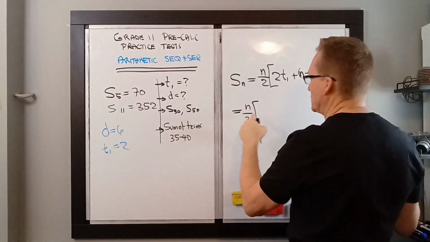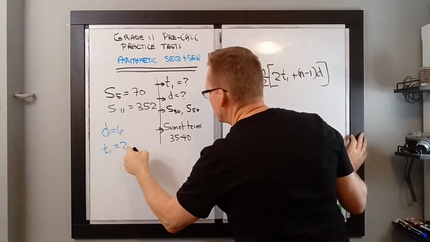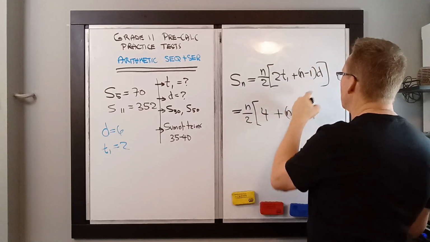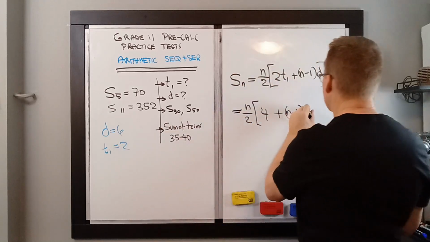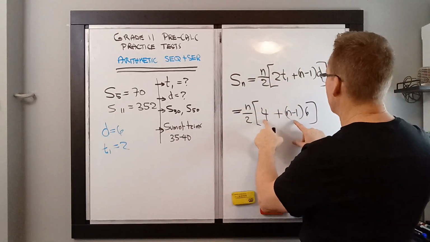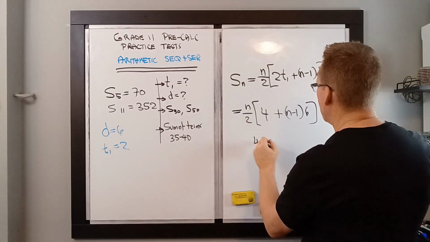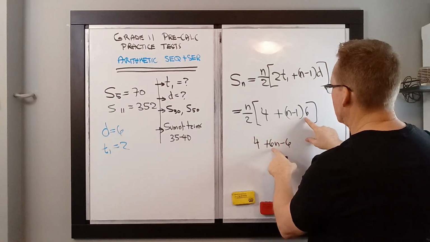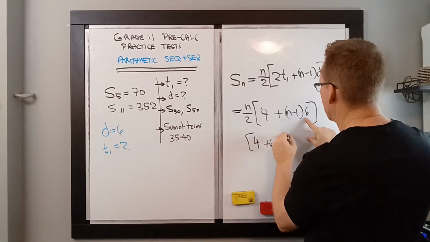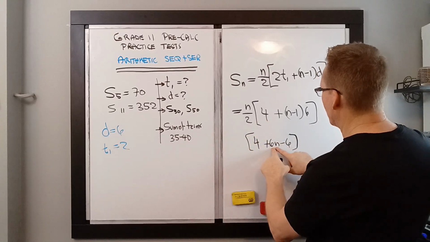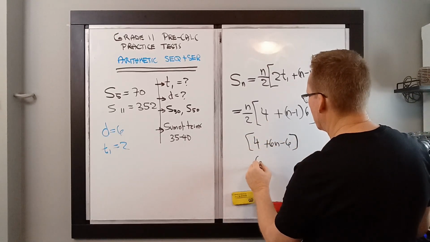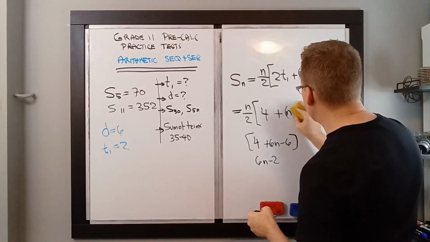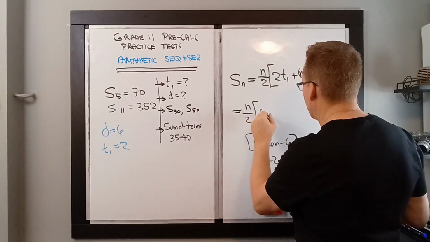N is unknown. 2 times T1 is 2 times 2, which is 4, plus n minus 1 times D, which is 6. Now let's multiply things through here. I'm going to be left with a 4 plus 6n minus 6. 6 minus 6, 6n. I'm just doing the stuff in the brackets here. This here, of course, 6n minus 2. Now we have this in the brackets becoming 6n minus 2.